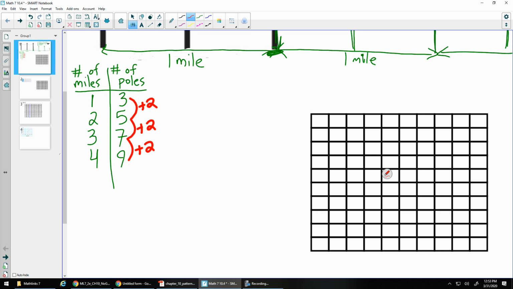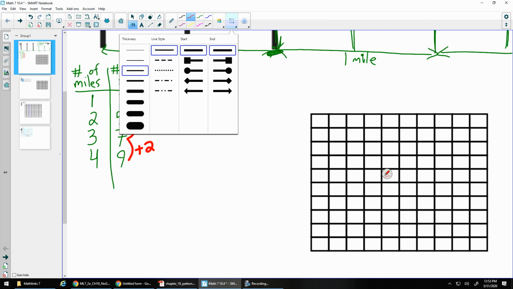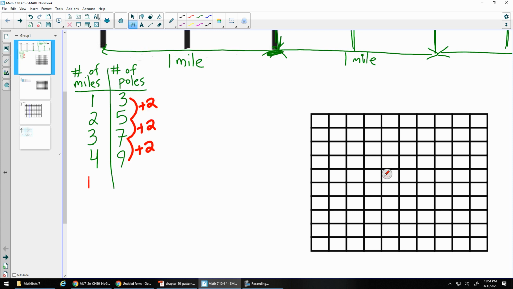And this one is. It's annoying though, the line keeps getting so thick. So that tells me how much I'm going to be multiplying by. So let's say we had n number of miles. We had this variable. We didn't know how many miles we were going to have to build for. But we wanted an expression that tells us how many poles we need built in that many miles.